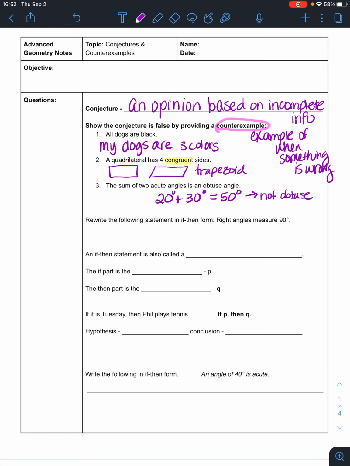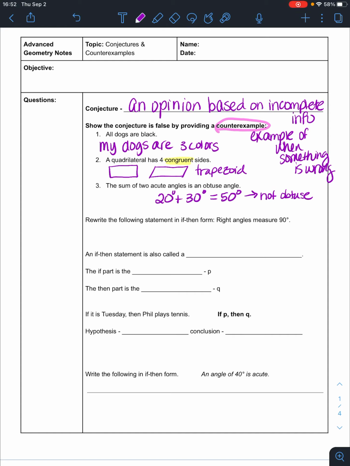Can it be true? Sure. 80 and 80, those are both acute angles, and they add to be 160, which is obtuse. But I'm stating it as a fact. It's an opinion, and we're trying to prove it wrong. Okay? So let's talk about these statements.